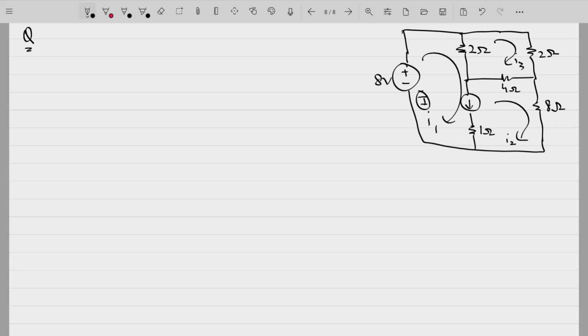Now, how do we solve this particular case? You have a problem here that this branch is not actually parallel to the 8-volt source. So we have to see how we will be able to solve this particular case. Let us start by first ignoring the current source. The current source is 4 ampere.